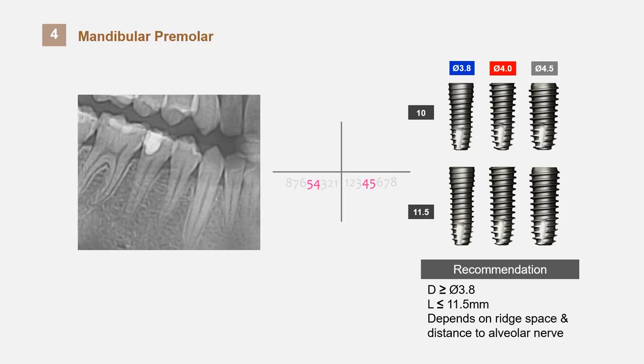Premolar tooth in the mandibular can be planned with diameter of more than 3.8 millimeters and length of less than 11.5 millimeters, depending on the bone width and distance from the alveolar nerve.